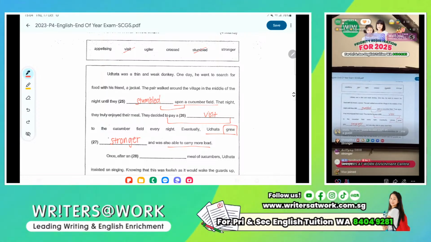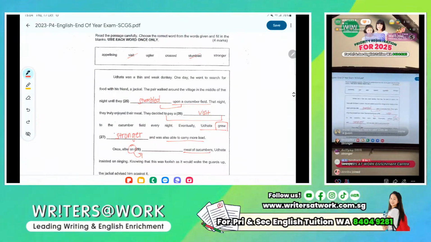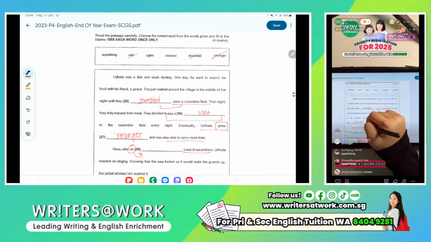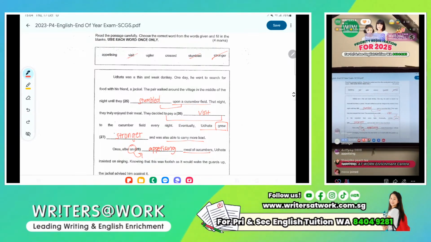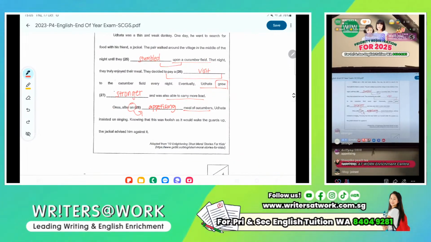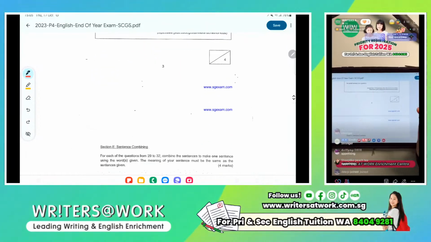Once after an blank meal of cucumbers. And, what comes after an would be a vowel, which is why the answer will be an blank. Appetizing. There is only one word, or no, two words. Okay, yes, an appetizing meal. Udata insisted on singing, knowing that this was foolish as it would wake the guards up. The jackal advised him against it.